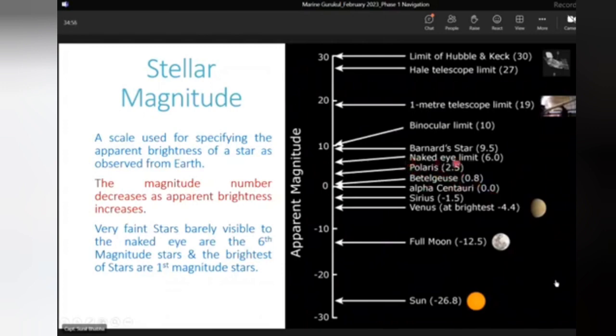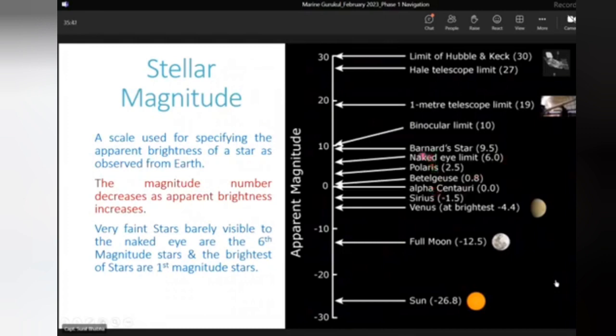Now the limit of the naked eye is stellar magnitude 6.0. These stars with magnitude 6.0, very faint stars, barely visible to the naked eye, are the 6.0 magnitude stars. They are also called sixth magnitude stars. The brightest of the stars which we have, like Betelgeuse, Alpha Centauri, Sirius, are called first magnitude stars. So faint stars barely visible to the naked eye are sixth magnitude stars, and the brightest of the stars come under the first magnitude stars.